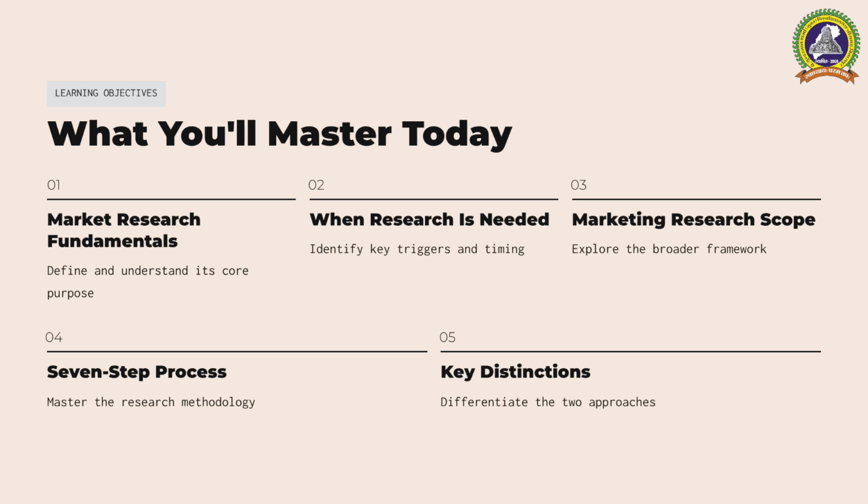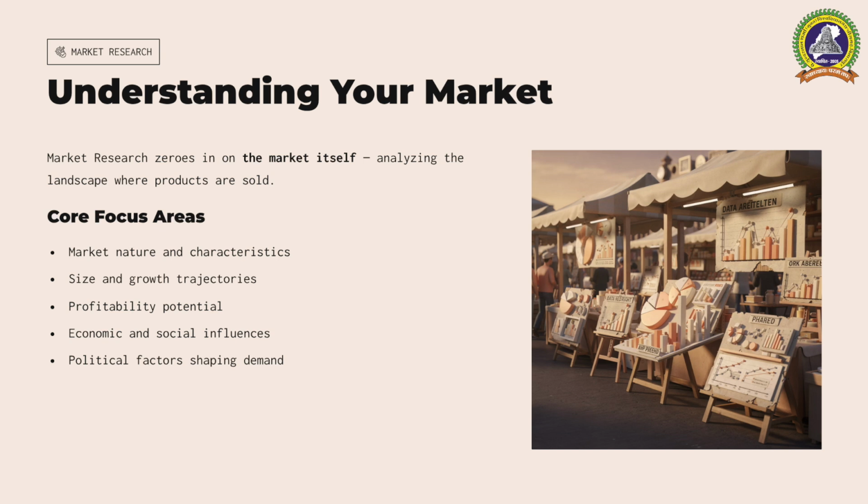By the end of this lecture, you will be able to, first, define market research and articulate its specific purpose and scope. Second, you will be able to analyze the specific circumstances that necessitate market research. Third, you will be able to define marketing research and understand its broader strategic importance. Fourth, you will be able to outline the 7 steps involved in the market research process, from problem identification to report presentation. And finally, you will be able to critically distinguish the theoretical and practical difference between market research and marketing research. Let us begin with the foundational concept, market research.